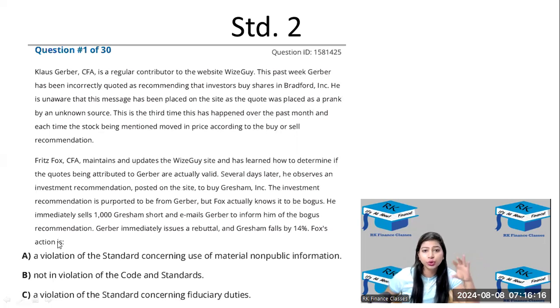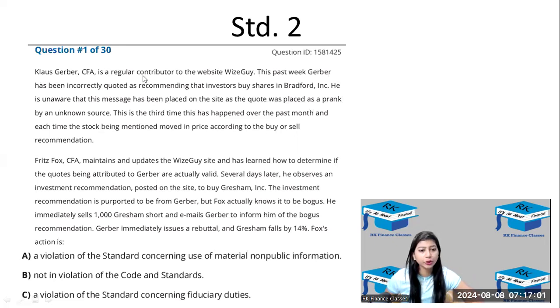Because a question can be a violation of multiple standards also. So when the question is a big case study, look at the options first or look at the last line first कि क्या पूछा है. So यहाँ पे a violation of material non-public information, not a violation of standard concerning fiduciary duties. Fiduciary duties are nothing but you have a fiduciary duty towards the client, so you can think that way, and about the material non-public information. So now you know that you will think about these two things, like material non-public information and regarding the fiduciary duties. Let's read the question now.